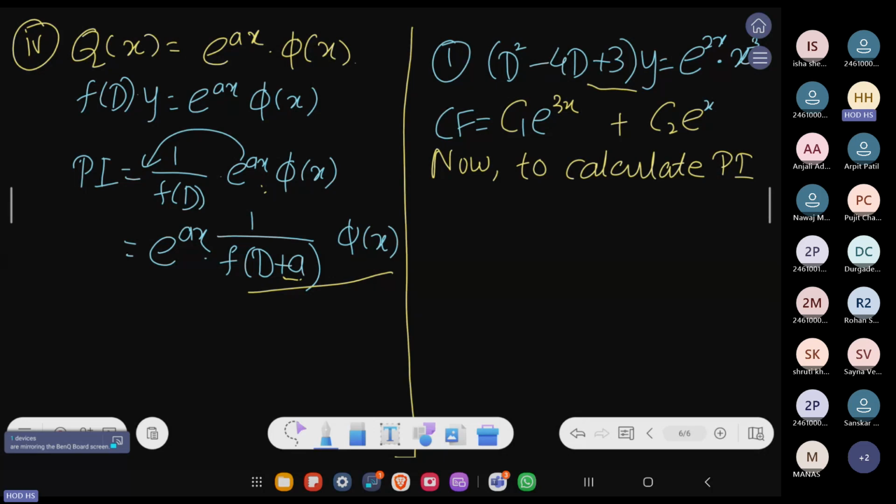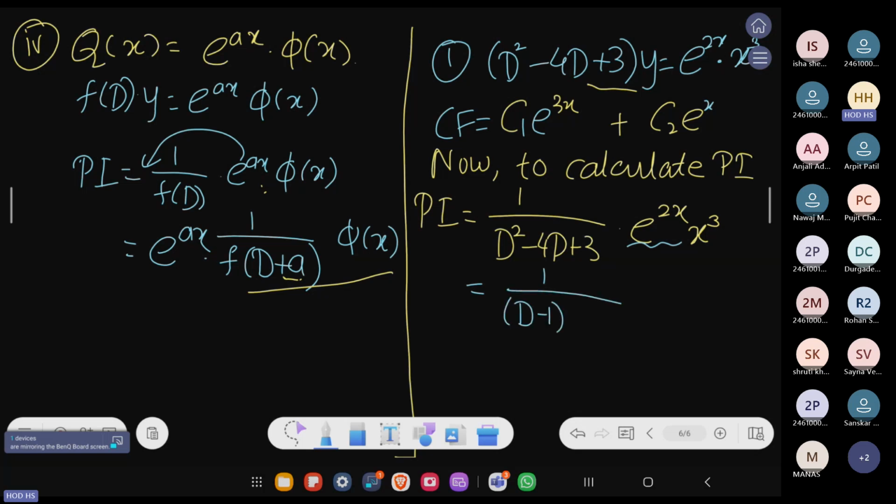Now to calculate PI, it is given as 1 upon d square minus 4d plus 3 of e to the power 2x into x cube. I will first write it down as 1 upon d minus 1 and d minus 3 into e to the power 2x of x cube. And at this stage, I will take e to the power 2x outside my operation.